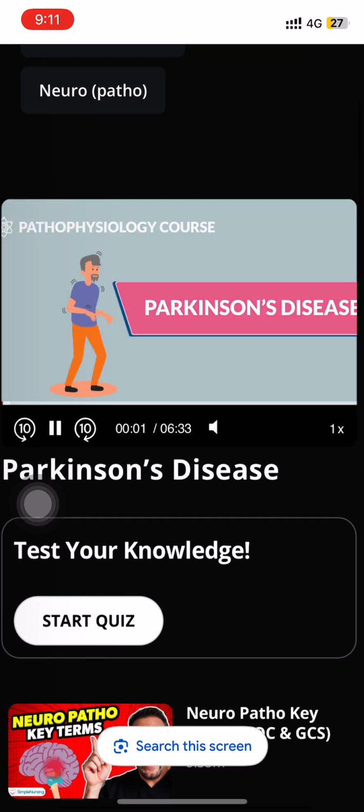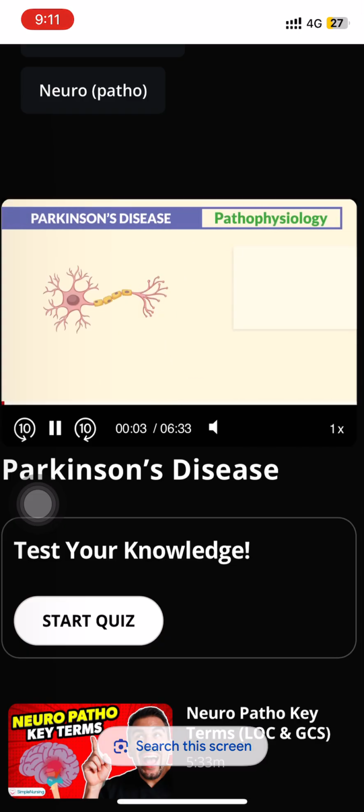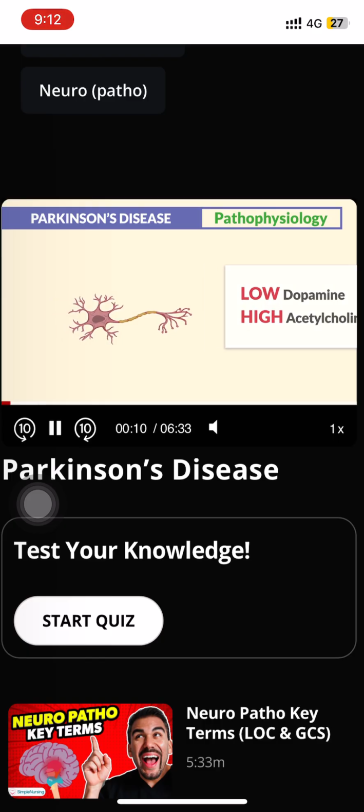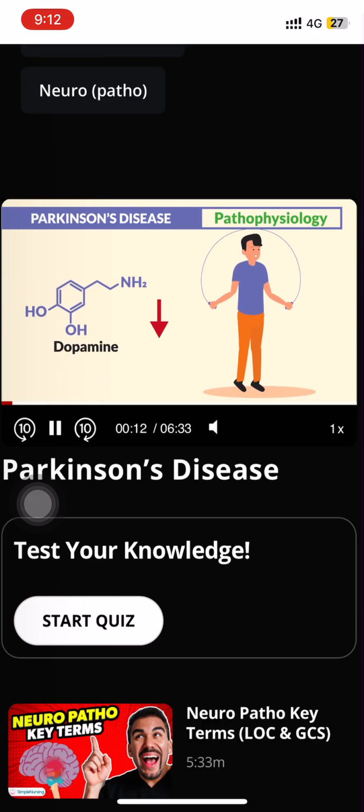Parkinson's disease is a movement disorder where we have progressive death of neurons in the brain, resulting in low dopamine and high acetylcholine. Now, with low dopamine, we get low movement.